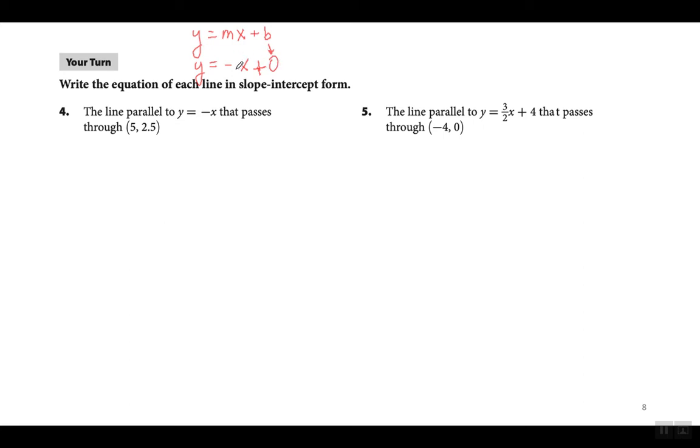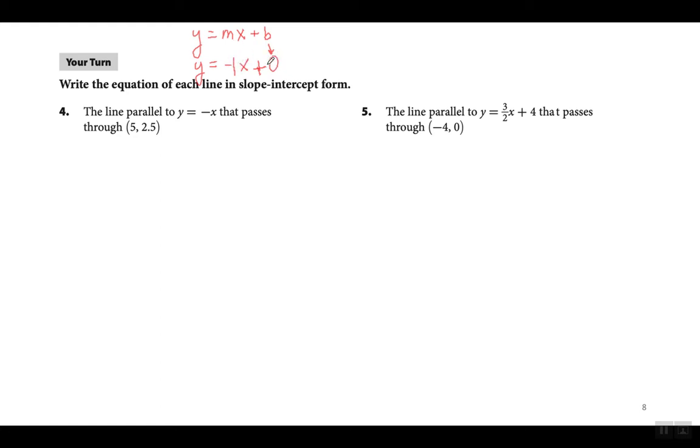Okay, how about this? What's the slope? There's an invisible 1 here. The slope is negative 1. Alright, so you got to realize that if it says y equals negative x, there's a 1 in front of the x. So the slope is negative 1. El slope es negativo 1.